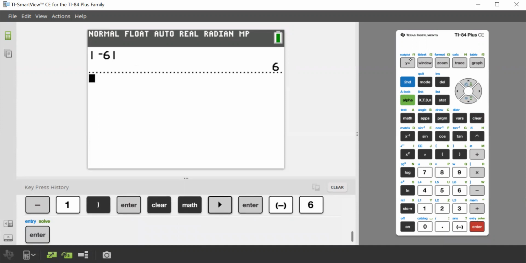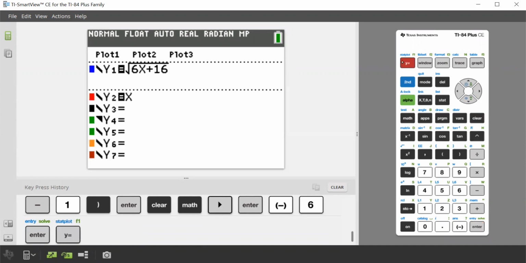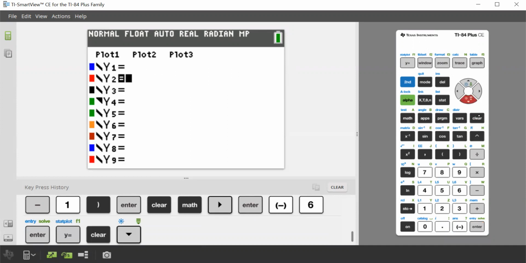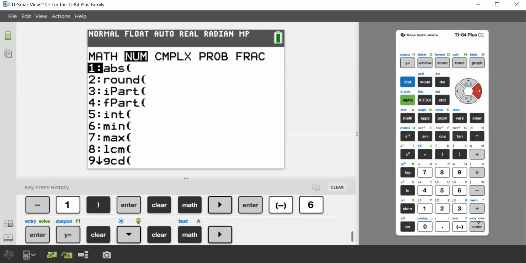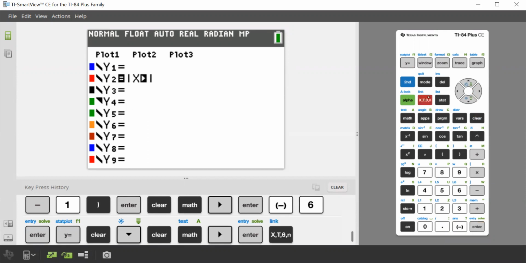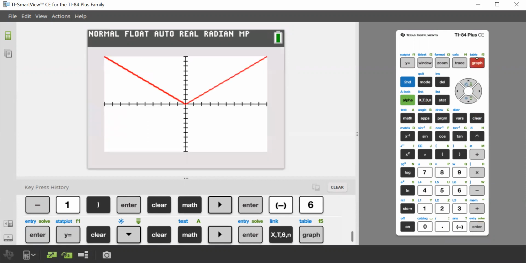In a few lessons, we're going to look at the graph of an absolute value. So I'm going to clear all this garbage out. And so here's what the graph of an absolute value looks like. Again, I go over to num, and if I want to take the absolute value of x, I hit graph, and there it is. We're going to get this really sharp looking V. So we'll explore that a little bit more in the next couple lessons.